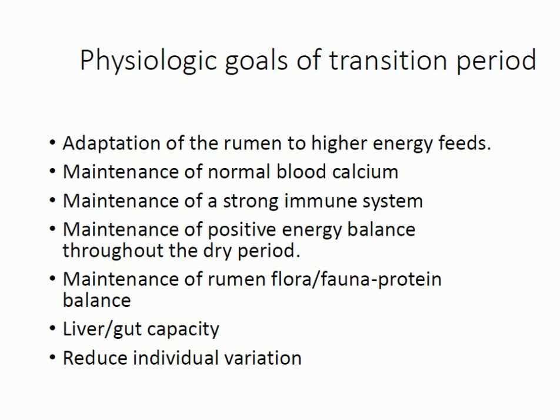What are we trying to achieve with the transition period? We're trying to adapt the rumen to high energy feeds. We are trying to make sure that blood calcium is maintained, so we not only prevent milk fever, but maintain a normal blood calcium, so we don't have hypocalcemia, because even a subclinical level of low calcium can be enough to impair future fertility, as well as causing problems with calving.